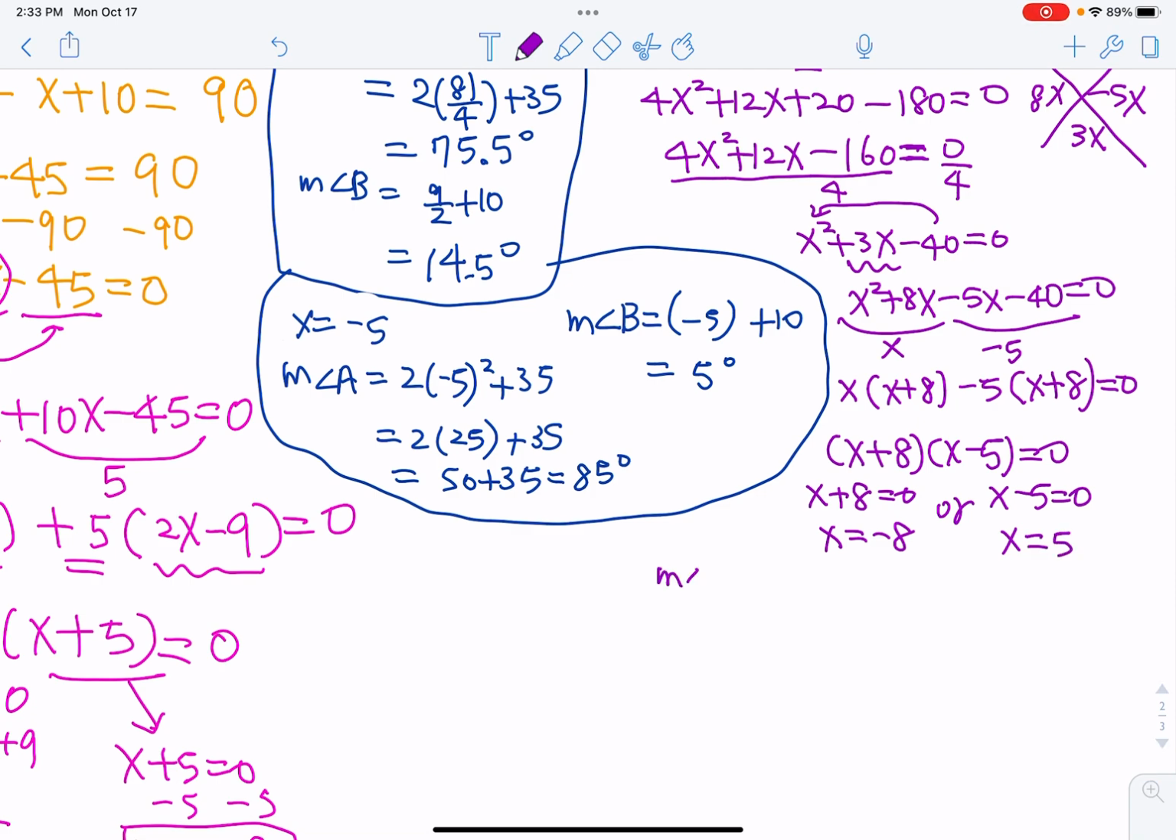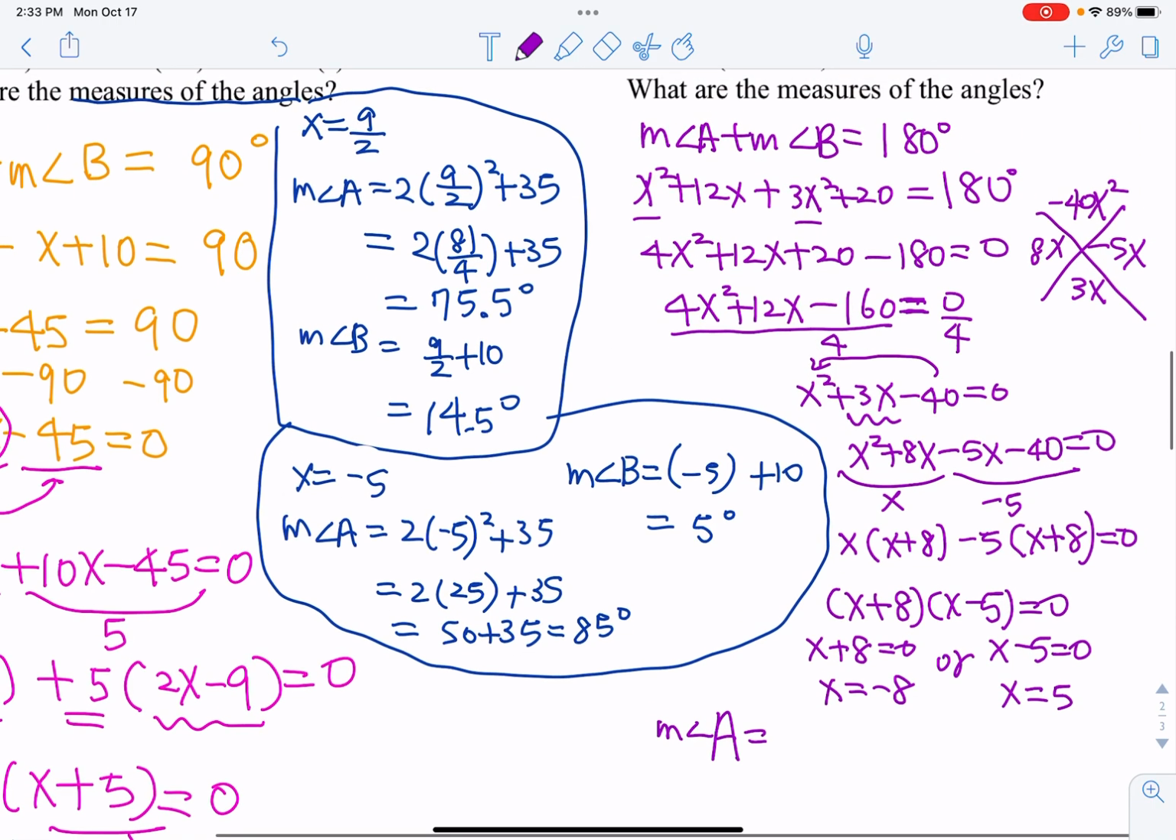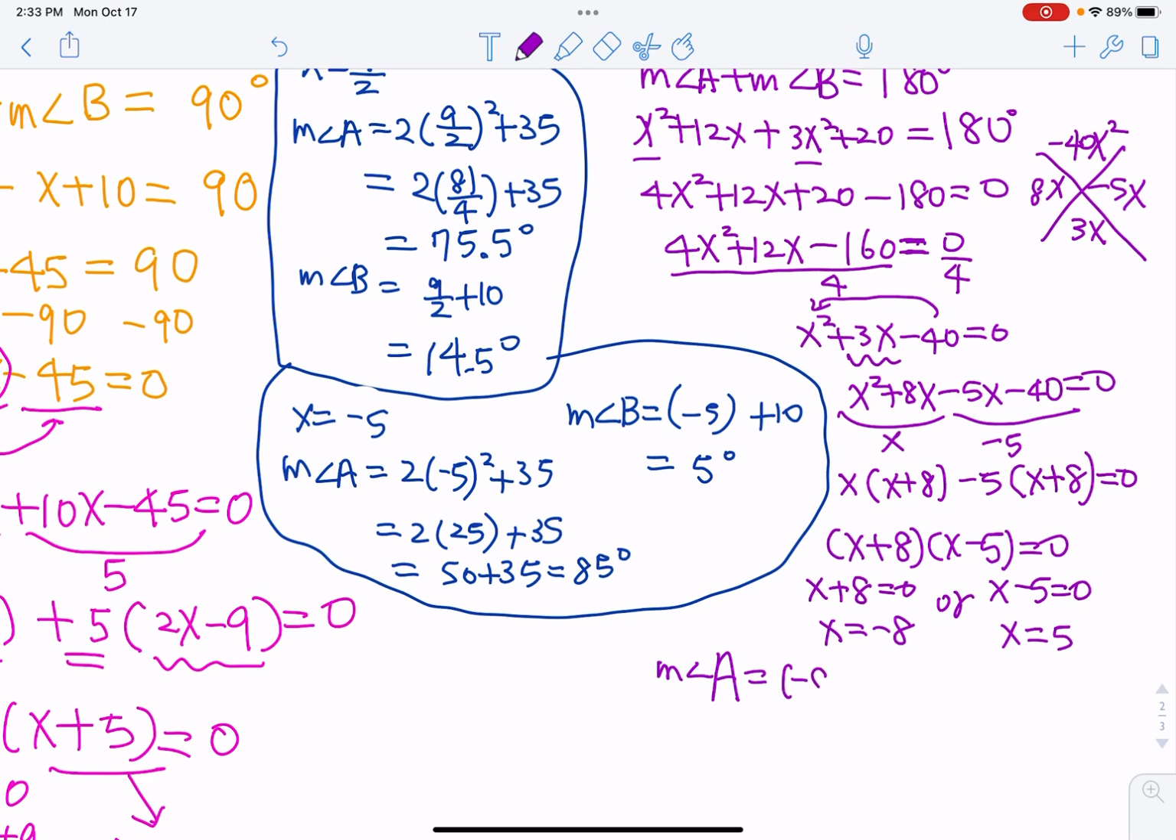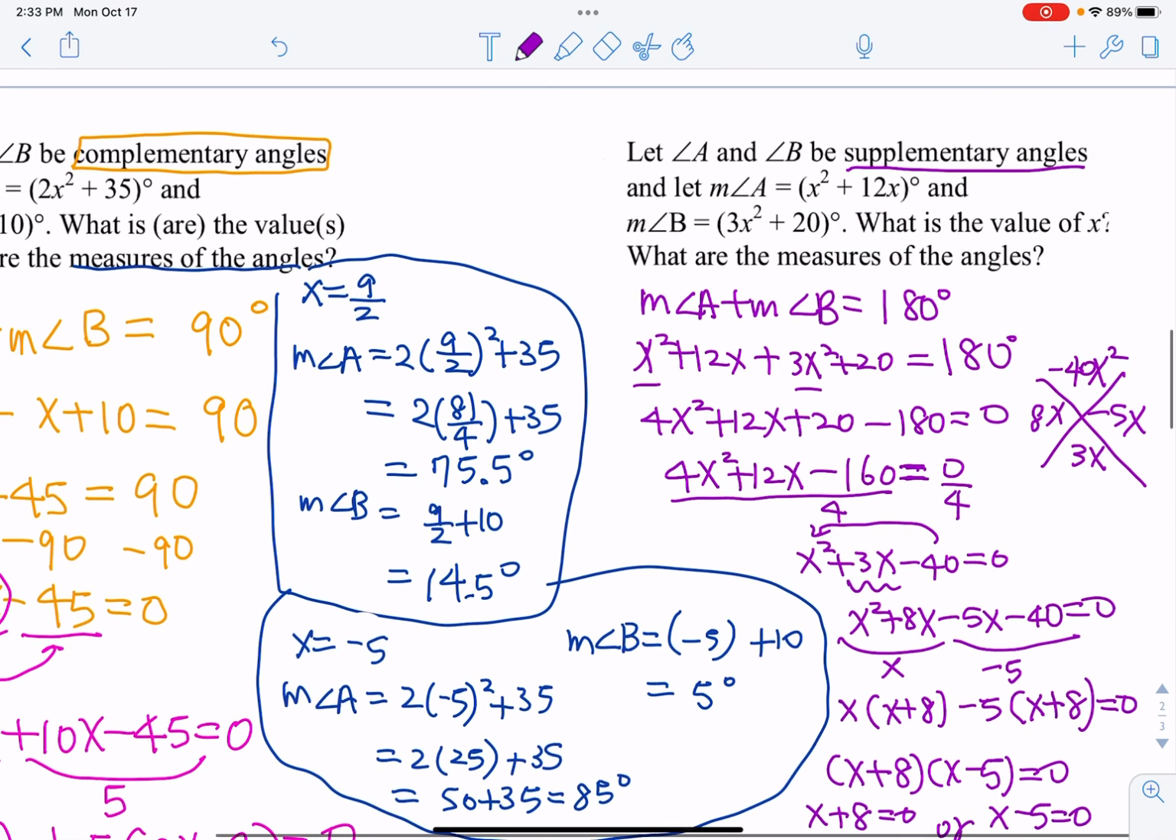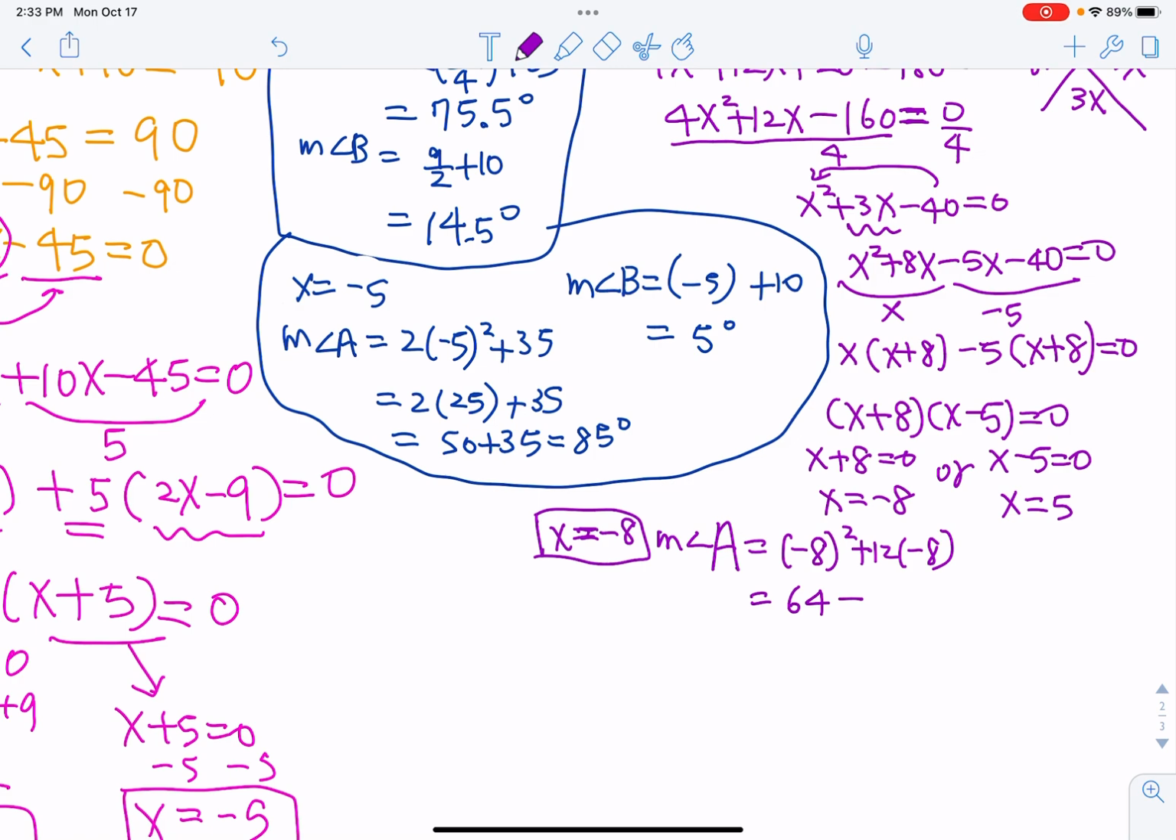So let's say major angle A will be the expression x squared plus 12x. So negative 8 squared plus 12 times negative 8, when x equal to negative 8. So it will be 64 plus negative 96, so it will be minus 96, it will be negative 32. You cannot have a negative angle. So this x value is not proper for this answer. So I have to take x equal to 5.